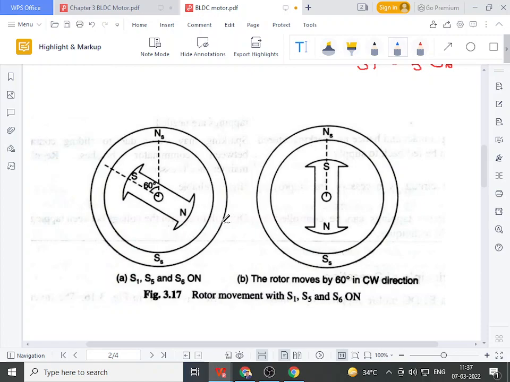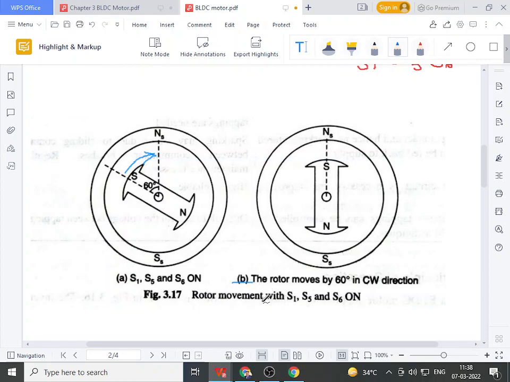So let's assume that the permanent magnet rotor poles are S and N. Due to this particular rotor pole, there is a force of attraction between the north pole which is formed on stator and south pole of rotor. And due to this force of attraction, now rotor will move by 60 degree in clockwise direction. So due to this 60 degree rotation, the rotor attains the position which is shown in figure 3.17b.